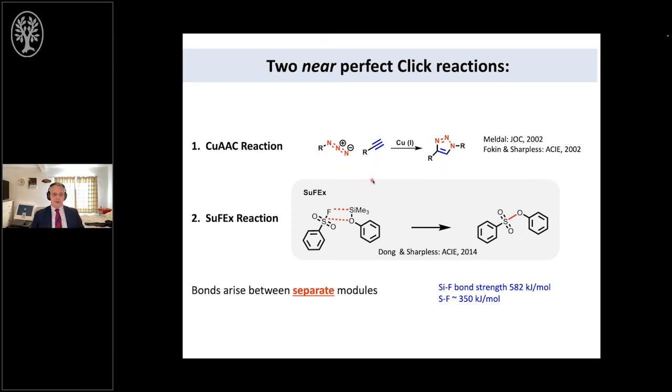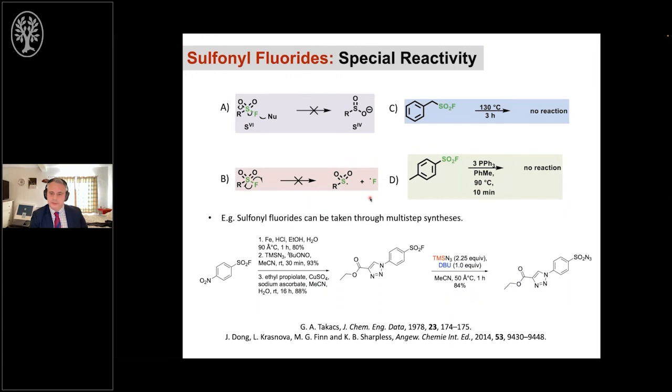This is another manifestation of click chemistry. Rather than a cycloaddition process, it's just an exchange. So you're swapping a fluoride for an oxygen in this case, and perhaps generating a stable silicon fluoride bond. This is a really powerful reaction too. So I think while there are other click reactions, these are two of the perhaps dominant ones in synthetic chemistry at least. So why sulfonyl fluorides? I'm going to focus more on this style of click chemistry.